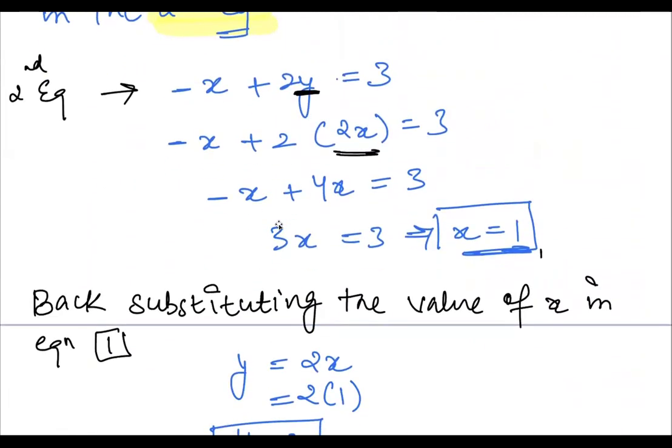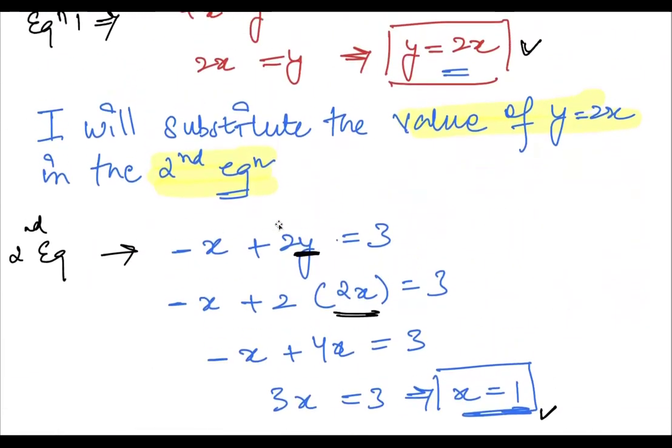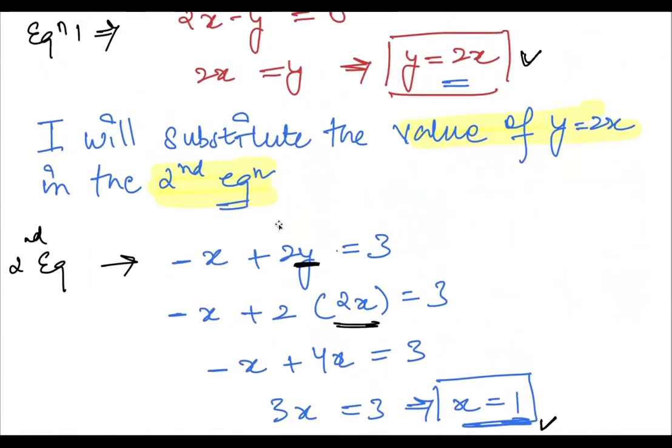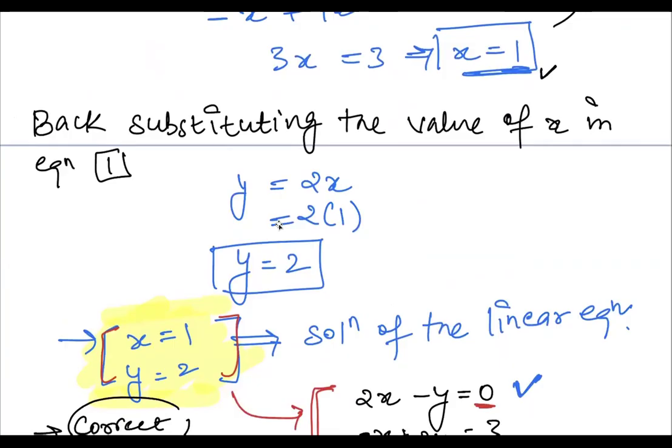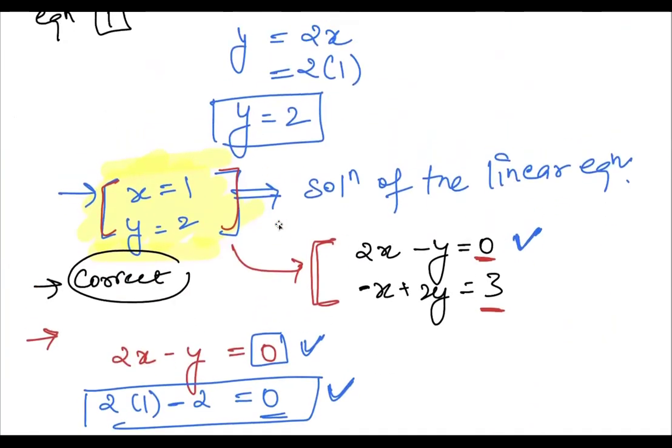So what I'll get is x equal to 1. Now what we have gotten is x is equal to 1. Now I'll back substitute this into the first equation. So what will I get? y is equal to 2x. I'll put the value of x as 1, and I'll get y is equal to 2. So eventually x is equal to 1 and y is equal to 2. Please tell me, did you all understand how we solved this linear equation?